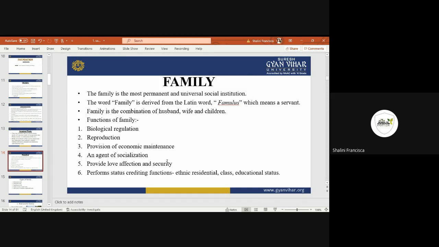So this is what the family combines. So we can recap it: it is permanent and universal. The word has been derived from familiars, which means servant, and it is a combination of husband, wife, and children. Their functions are biological regulation, reproduction, provision of economic maintenance, an agent of socialization, provide love, affection, and security, and perform status crediting functions: ethnic, residential, class, or educational status.